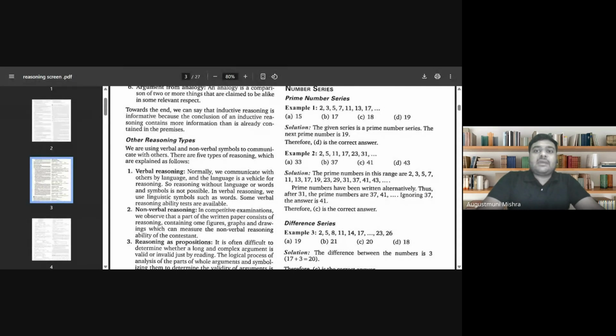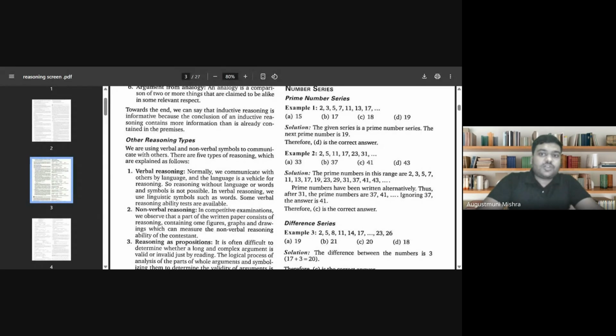Okay, now there is another series like 2, 5, 11, 17, 23, 31. Similar like that. Now what you have to do is, see, here is a solution of this. After 2, 5, 11, 17, you have to understand the gap, that is, by each number how much gap they are giving.